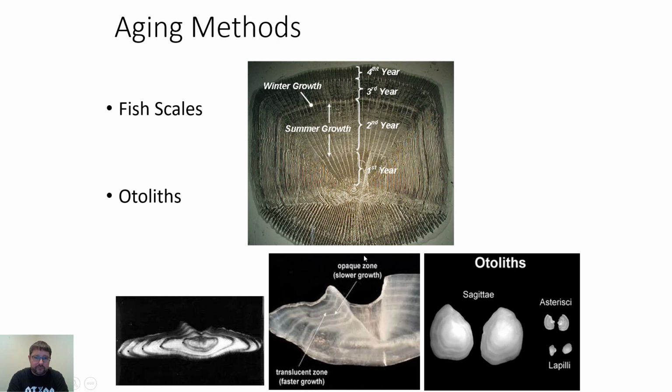And just like the growth rings on the scales, it's the same kind of deal. In the otolith, you have a focus, a center point, and then the growth rings, or bone material, are added onto the outside of the otolith. You have a slower growth period and a faster growth period, just like you have summer and winter. Like I said, it really depends on the fish species whether this is summer growth, winter growth, or whether this is reproductive period, non-reproductive period.